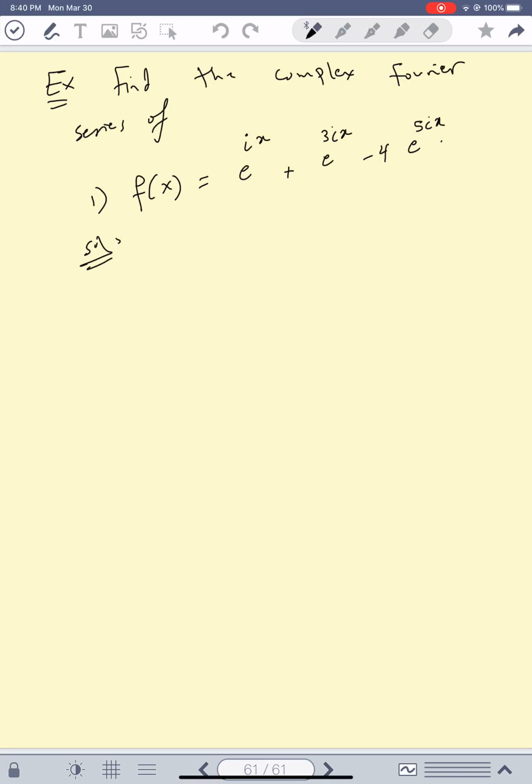We need to make sure we understand the idea of the complex Fourier series. So the idea is if you have a function, you want to approximate it using complex exponentials. So when we say complex exponentials, we mean e to the ix and e to the 2ix, e to the negative ix, all these powers of e to the ix. So if your function already has that form, in this example my function already has e to the ix, e to the 3ix, then the complex Fourier series of the function is exactly the same function.